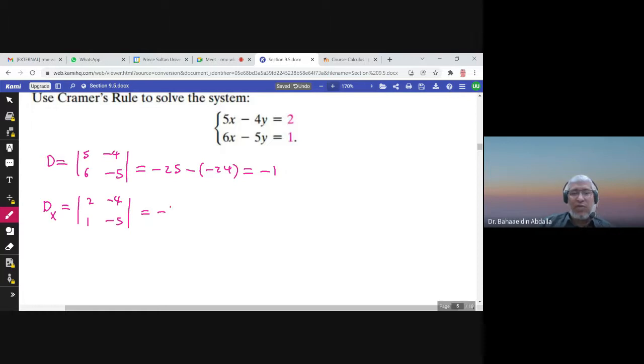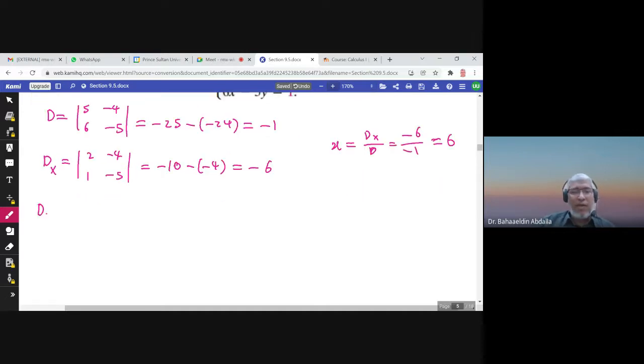Find the determinant. 2 times negative 5 is negative 10. Negative 4 times 1 is negative 4. Negative 10 plus 4 is negative 6. Once I have d and dx, I can immediately find the value of x. X is dx over d. So it's negative 6 over negative 1, so x is 6.